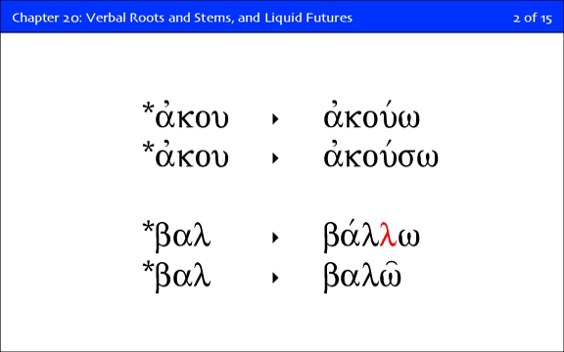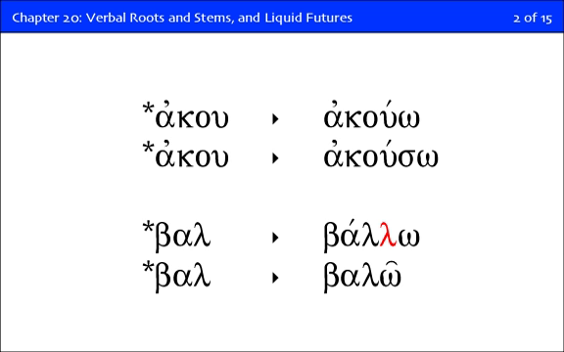Okay, what about a word like ballo with double lambdas? In the future, you have balo. Now, just for a moment, ignore the fact that there's no sigma. That's another issue we'll look at in a little bit. But what's the other change that happened? Yeah, right. You've gone from a double lambda to a single lambda.